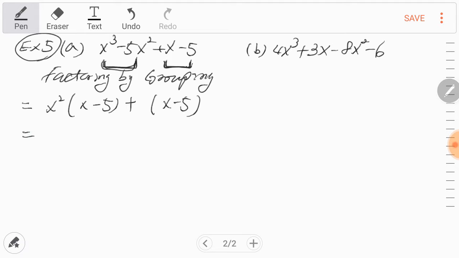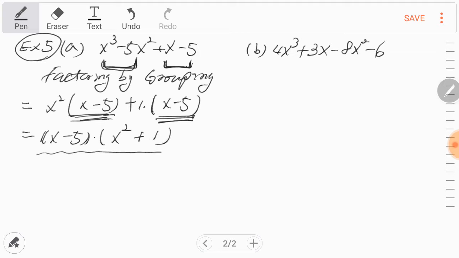Then, just like the previous example, there is the same binomial in the first term and the second term. So why don't we factor out this common factor? So x minus 5 is a common factor. So factor out x minus 5, parenthesis, write the missing factors in each term. So x squared plus, okay, once we factor this out, this is equal to 1 times something. So 1 stays there. So this is the factored form.